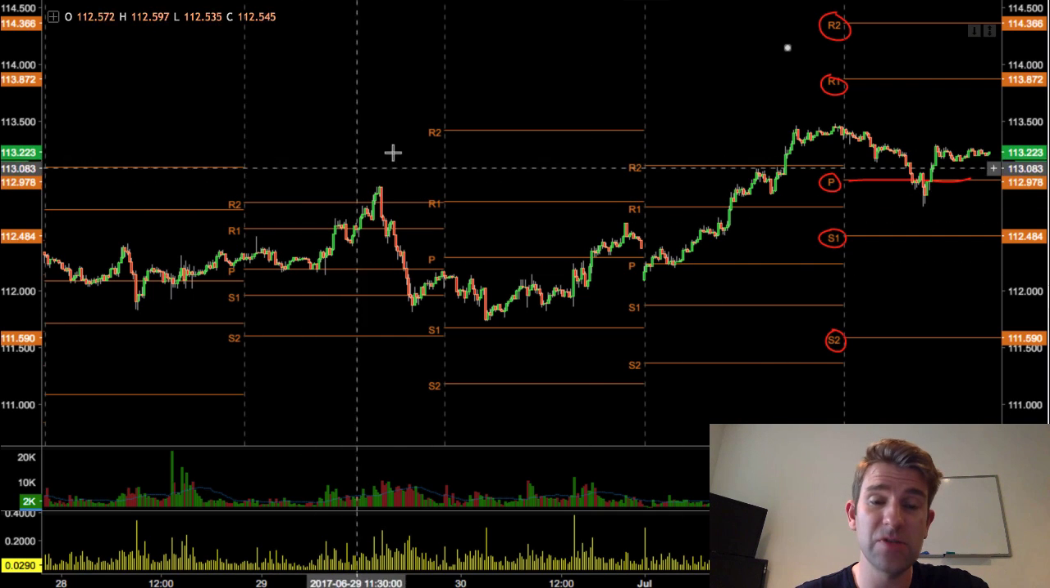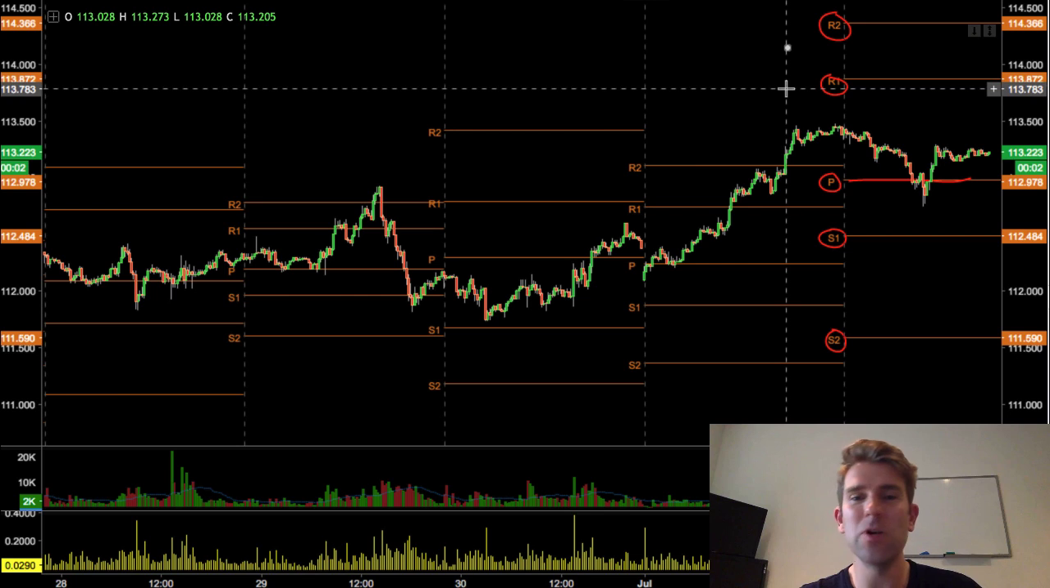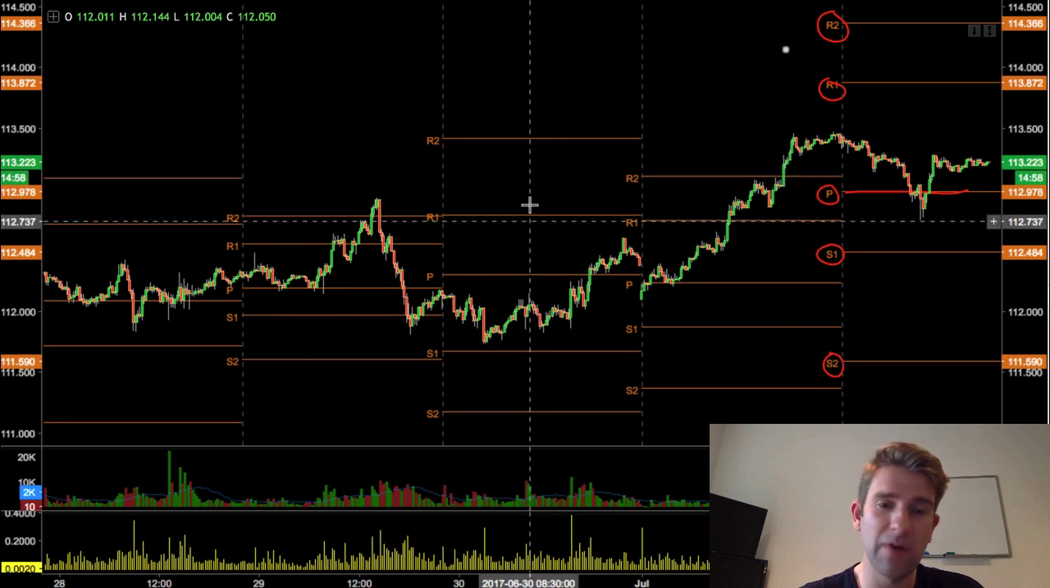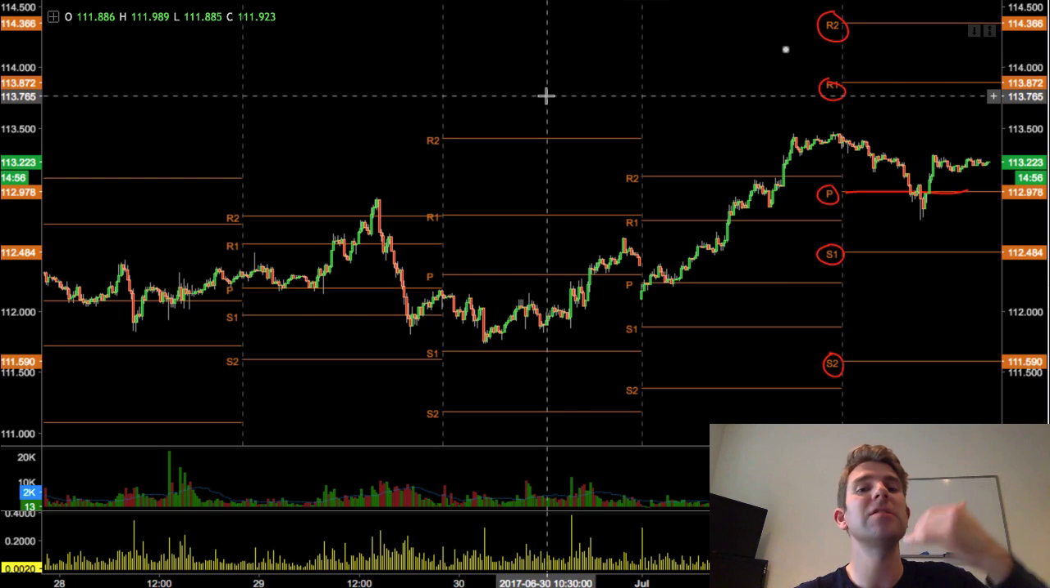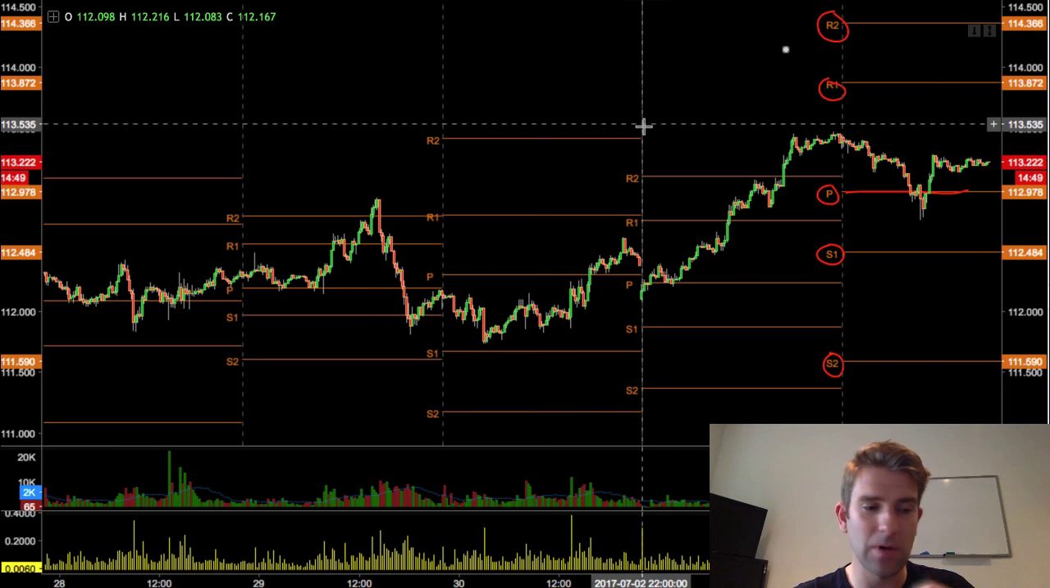I see there's a couple of examples here where price has gone beyond it, but to keep your charts clean, I always recommend just having S2, S1, pivot, R1 and R2 on there. If price starts to go beyond it and you need more, you can add more in the settings, but to keep things clean, that's what I like to do.